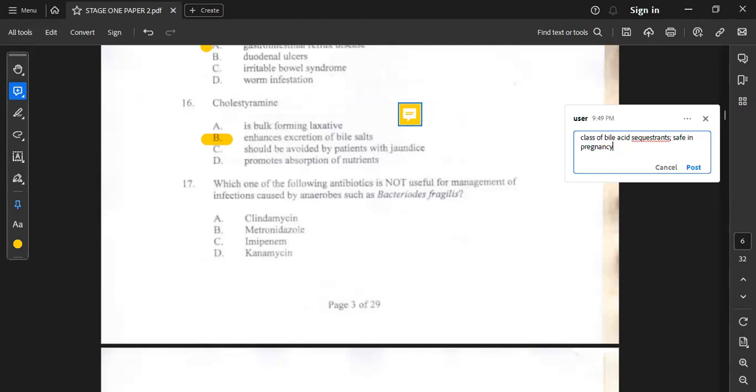Also, you can remind ourselves that the bile acid sequestrants, the cholestyramine, will cause impaired absorption of fat soluble vitamins because of the interference with the bile acids, the likes of vitamin A, D, E, and vitamin K. Yes. Excellent.